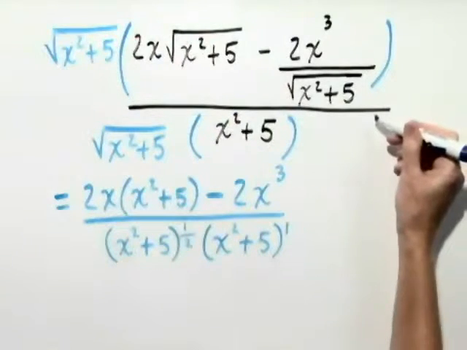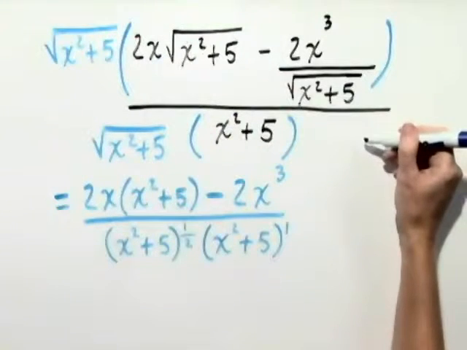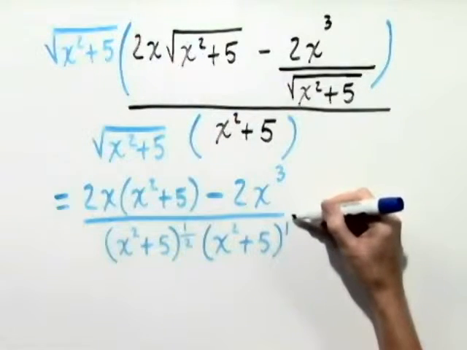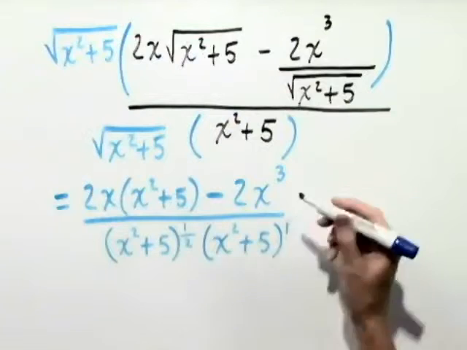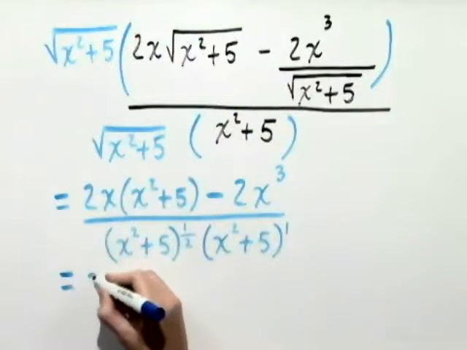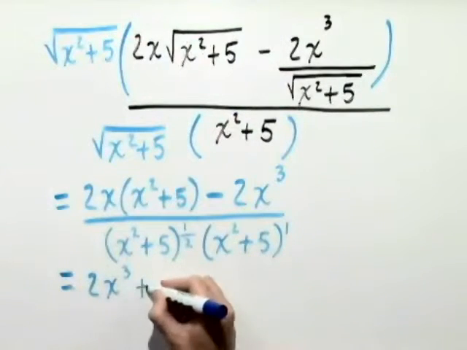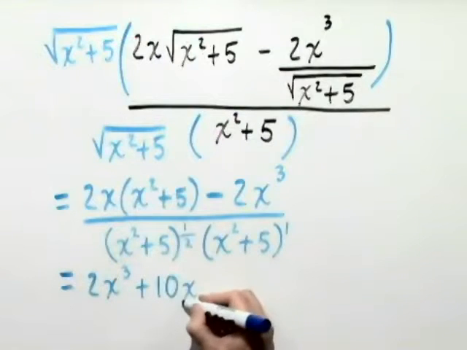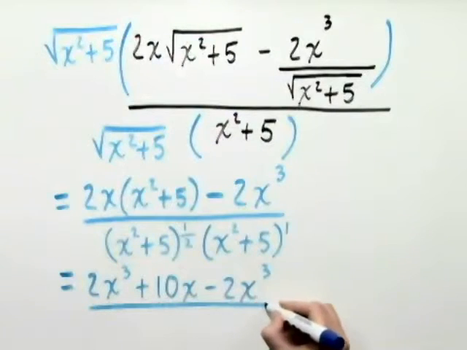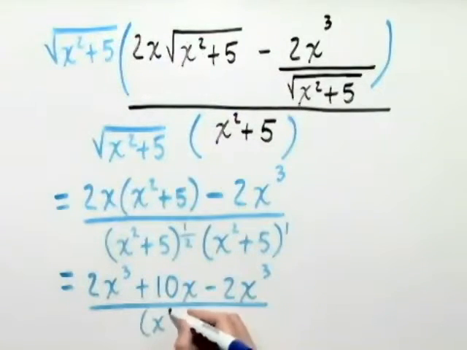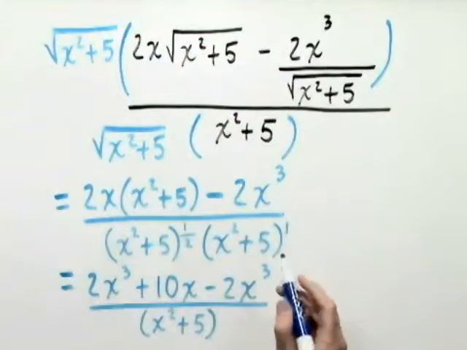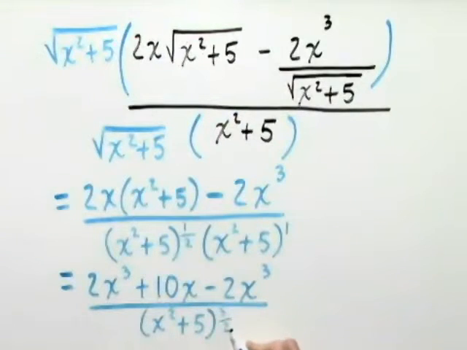Now, when you start with a complex fraction and you multiply both the numerator and denominator through by the same term, you know you're doing it correctly if you end up with a simple fraction. In other words, it's not a complex fraction anymore. So this becomes, when I simplify, I'll distribute the 2x through. 2x times x squared gives me 2x cubed, plus 2x times 5 gives me 10x, and then I have minus 2x cubed. All over, I'm going to have that base x squared plus 5, and I'm going to add those exponents. 1/2 plus 1 is the same as 1/2 plus 2/2, or simply to the 3/2 power.